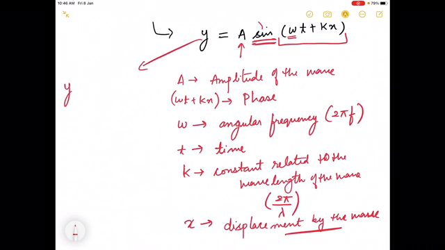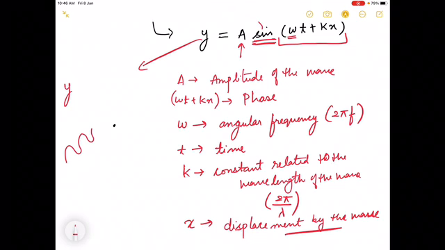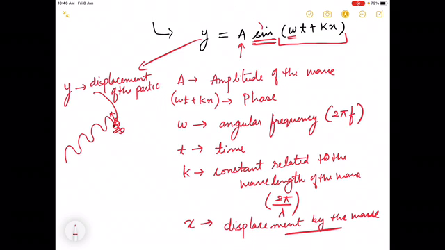Let's say I have a particle here, right? Again, let's say this wave is coming to this particle. So obviously this particle is going to move according to the wave. Maybe it will go down, or maybe it will go up, depending upon which wave it is being hit by. So what is y? Y is actually the displacement of this particle, right? I hope that is understandable, right?